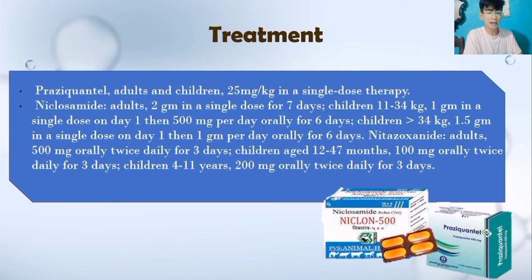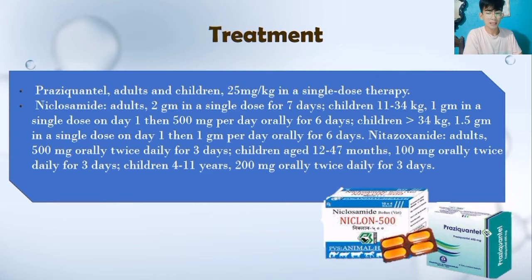Niclosamide, adults 2 grams in a single dose for 7 days, and children of 11 to 34 kilograms is 1 gram in a single dose on day 1, then 500 milligrams per day orally for 6 days. Children greater than 34 kilograms is 1.5 grams in a single dose on day 1, then 1 gram per day orally for 6 days.